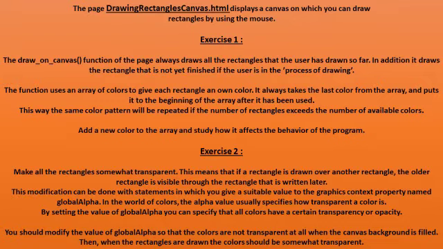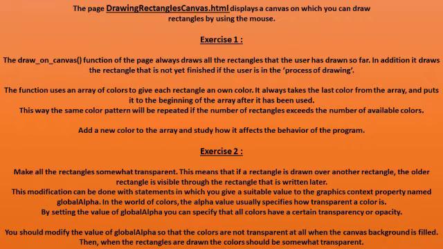It always takes the last color from the array, and puts it to the beginning of the array after it has been used. This way the same color pattern will be repeated if the number of rectangles exceeds the number of available colors. Add a new color to the array and study how it affects the behavior of the program. Exercise 2. Make all the rectangles somewhat transparent.